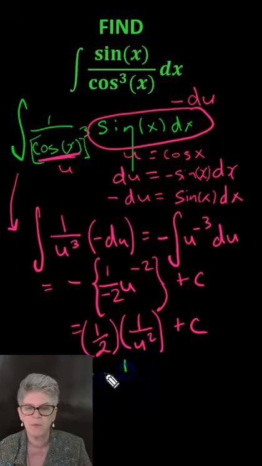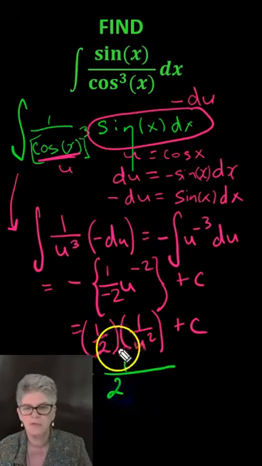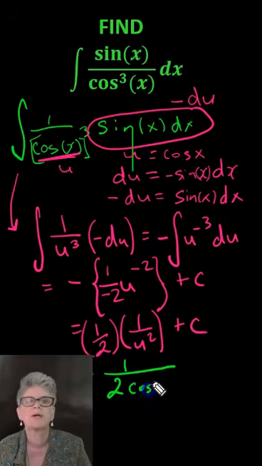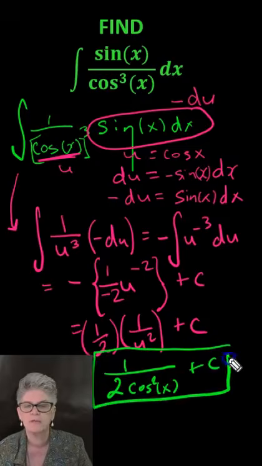And the last thing I'm going to do is rewrite everything in terms of x. So I'm going to have 1 over 2, and then times u squared, which is going to be times cosine squared x, plus c. So that's my answer.